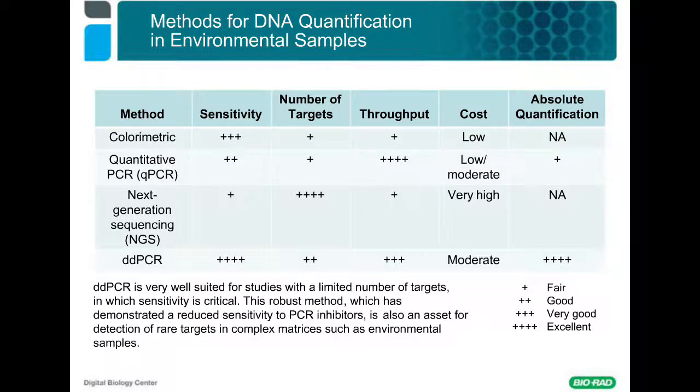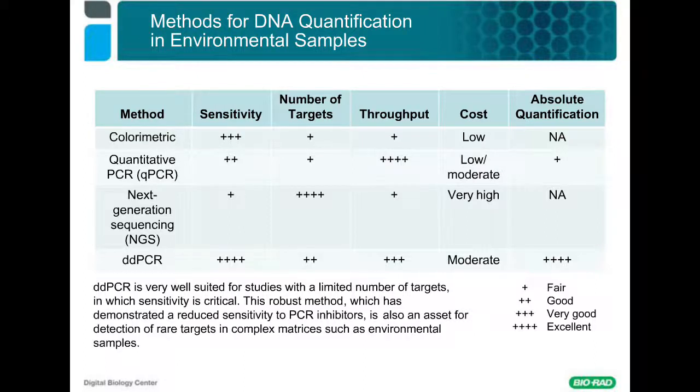Quantitative PCR, or qPCR, is also very widely used. Its sensitivity is relatively good. The number of targets is limited, but the throughput is a great asset because you can implement several different high throughput formats, such as the 384 well plate, and go through a large number of samples. The cost is low to moderate, depending on the number of replicates that are required per sample.